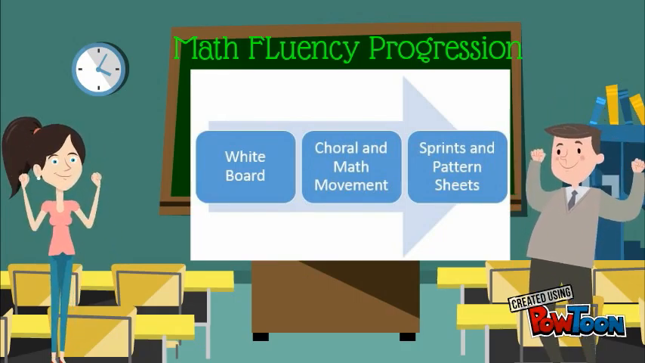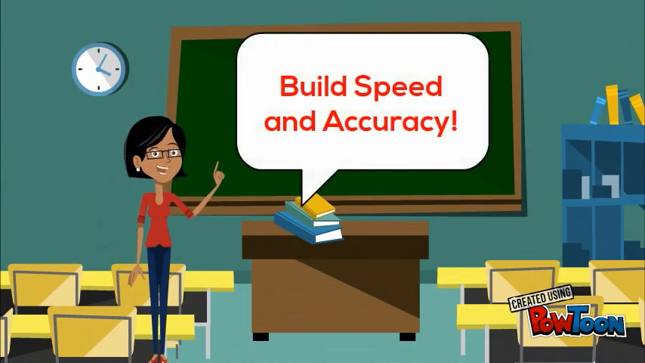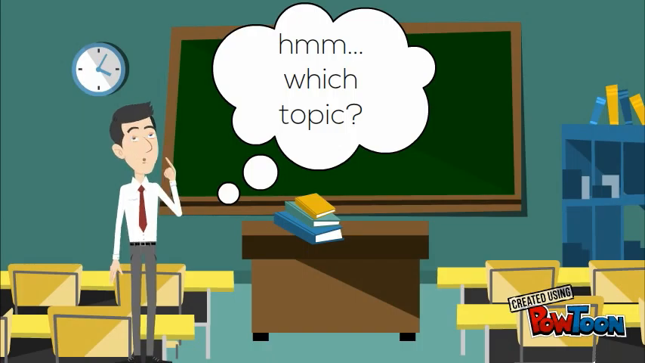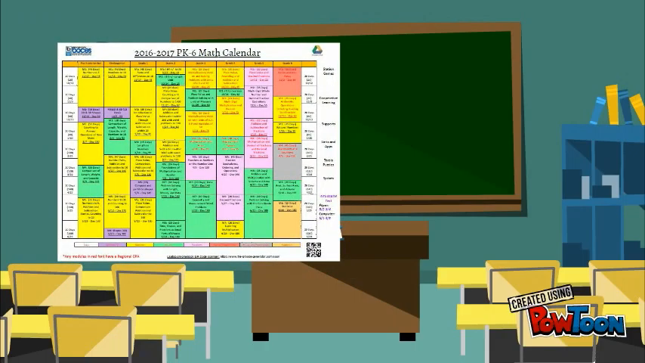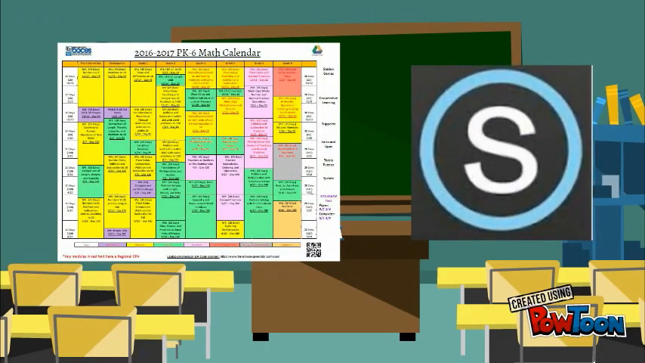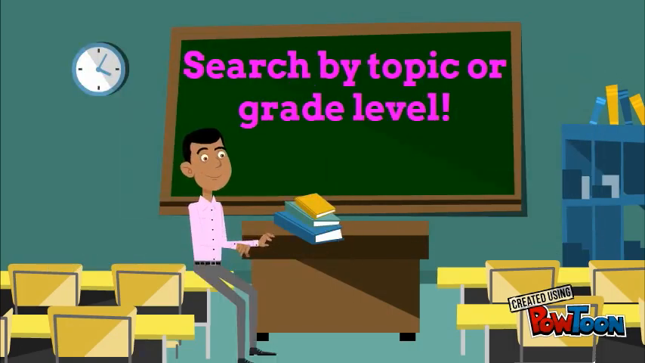This specially designed progression is essential for improving students' ability to work swiftly and accurately within different types of math problems. The first step is to pick a topic of focus and match it to a sprint. If you don't know where to find the sprint you need, just scan our regional calendar or head on over to our Schoology group page and browse the sprints folder. In there, you can browse any of the sprints by topic or grade level.